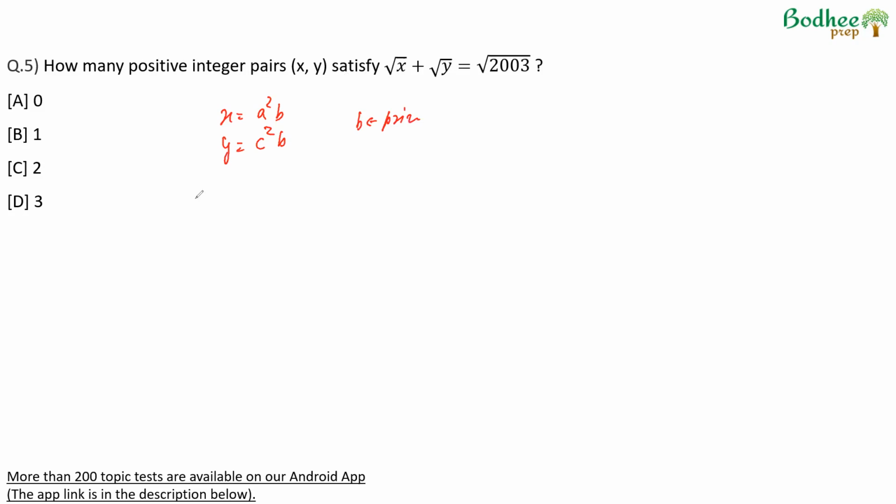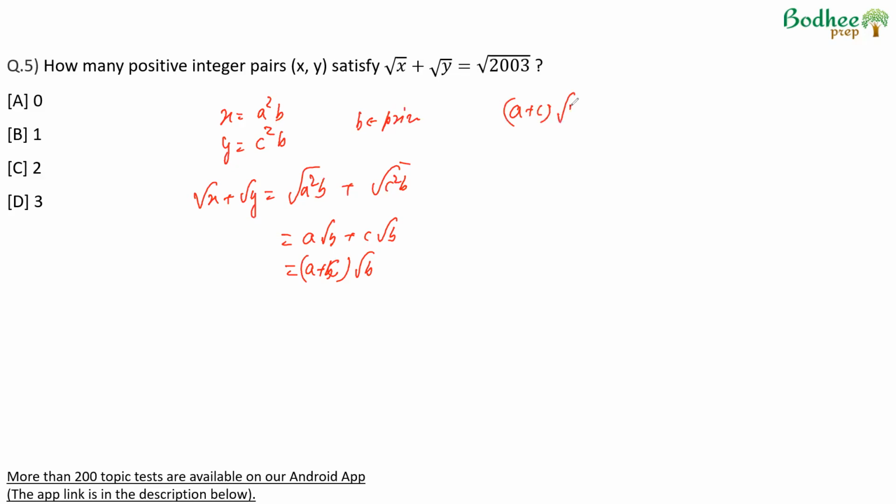Then root of x plus root of y could be written as a root b plus c root b, which would be a root b plus c root b. And therefore, we could write it as (a plus c) into root b. Now, we have 2003 here. Therefore, (a plus c) into root b, where b is prime, is root of 2003.